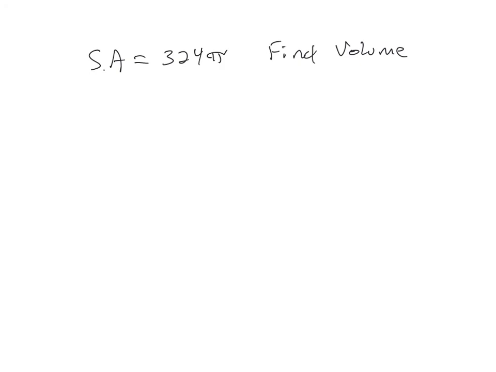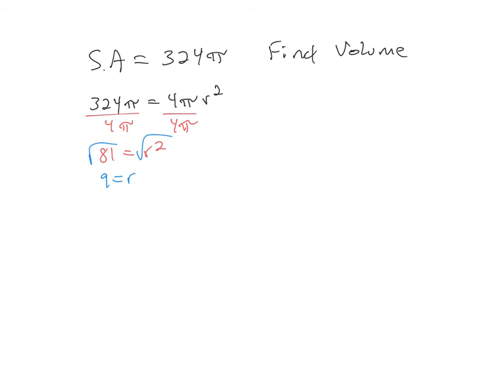Again, I need r. To find the surface area, I need the radius. To find the volume, I need the radius. So if I know the surface area equals 4 pi r squared, then I can solve. Again, the pi's cancel each other out. 324 divided by 4 is 81. So square root, radius equals 9. Then come over here, 4/3 pi r cubed, and plug in 9.